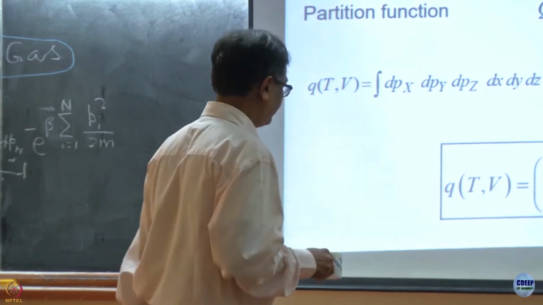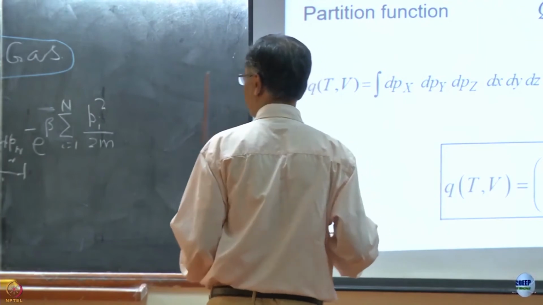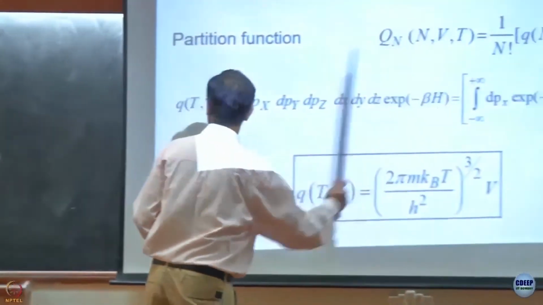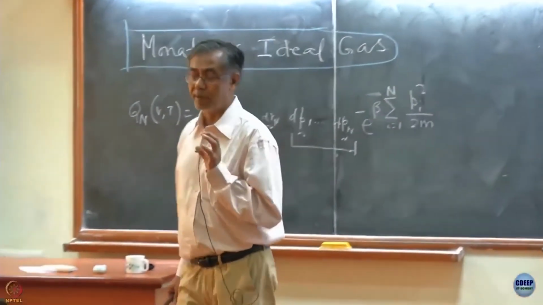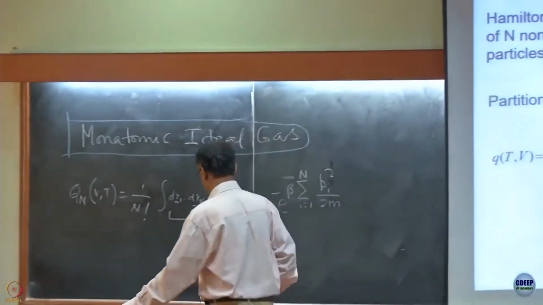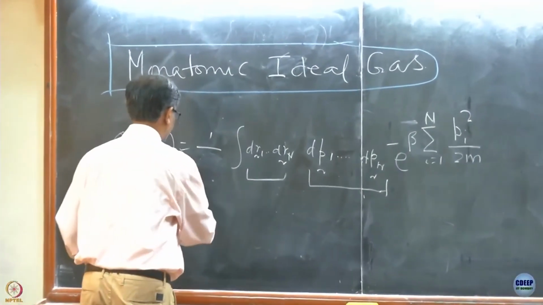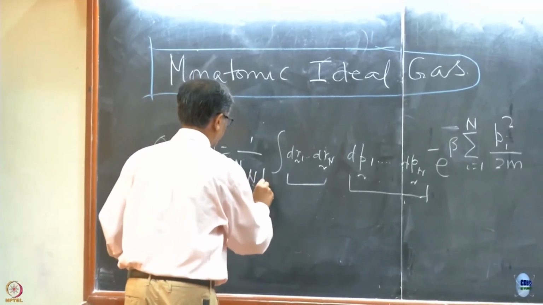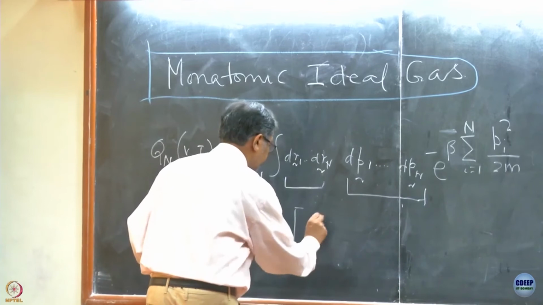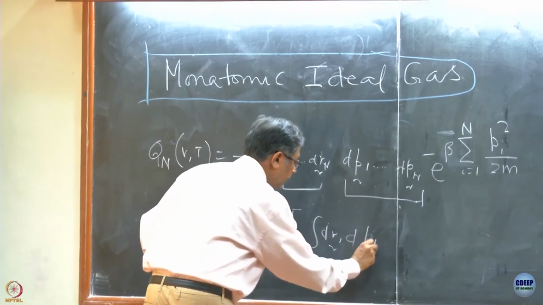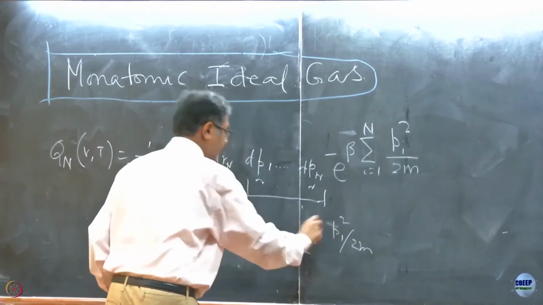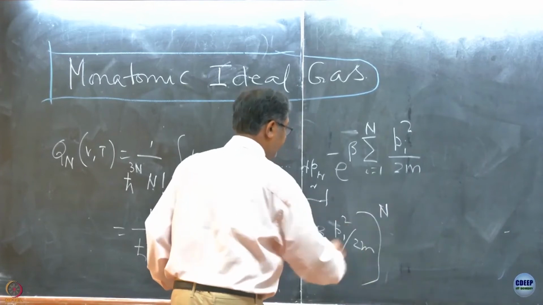We usually ignore that fact very much. Second, if we normalize the volume integration by the volume of the cell, and the volume of the cell is given by Planck's constant, and if you do that, this quantity Q is one of them. So let me also put it here, h^3N and N factorial, then the integral of dr1 dp1 e to the power minus beta p1 squared by 2m, the whole thing in the exponent, to the power N because N particles are there.